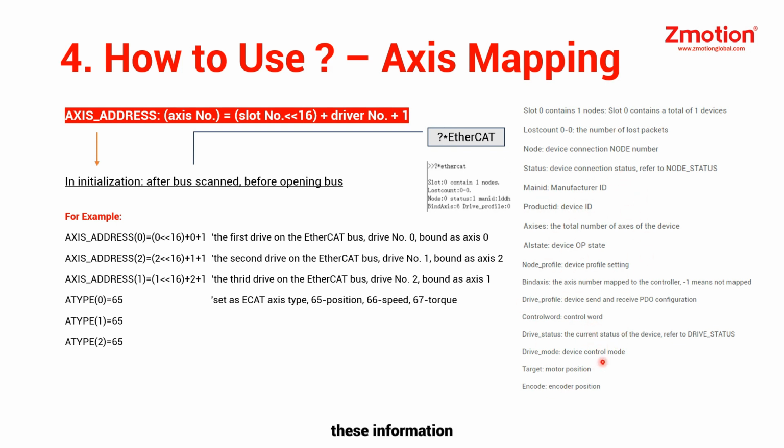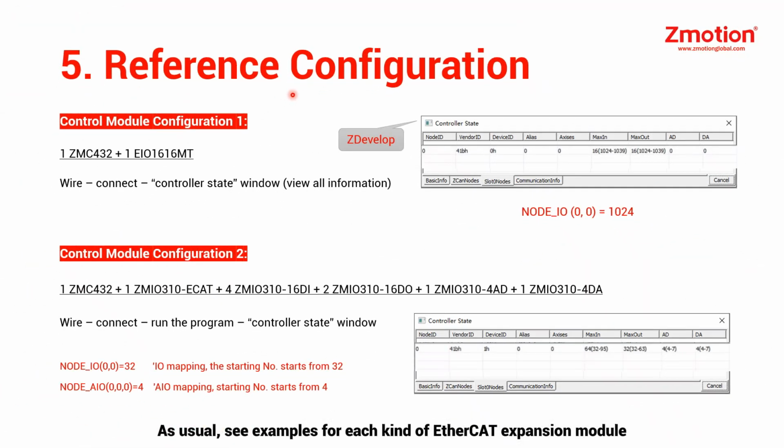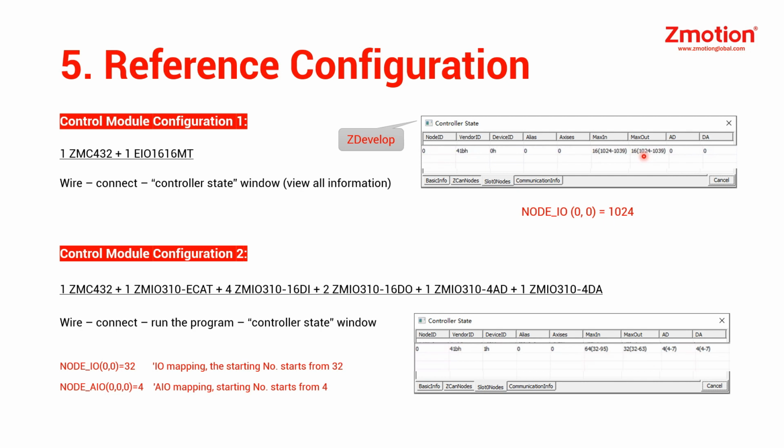As usual, see examples for each kind of EtherCAT expansion module. EIO at first. One ZMC series controller and one EIO1616MT. Wire them. Open ZDevelop and connect to the controller. Run the axis initialization program. Then open controller state window to check information. It can be seen the node number is 0 of EIO1616MT. And there are 16 inputs and 16 outputs. Then ZMIO310 expansion module. One ZMC controller.